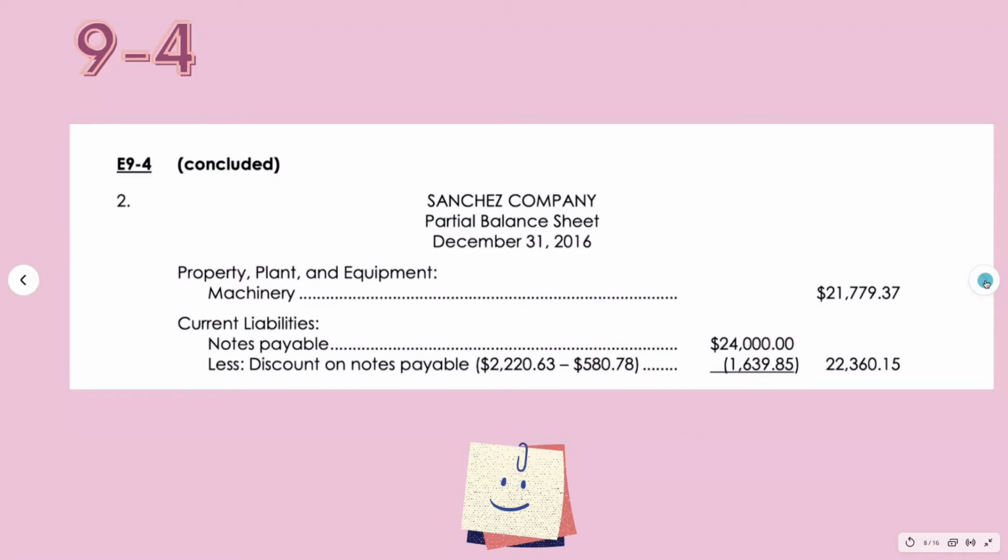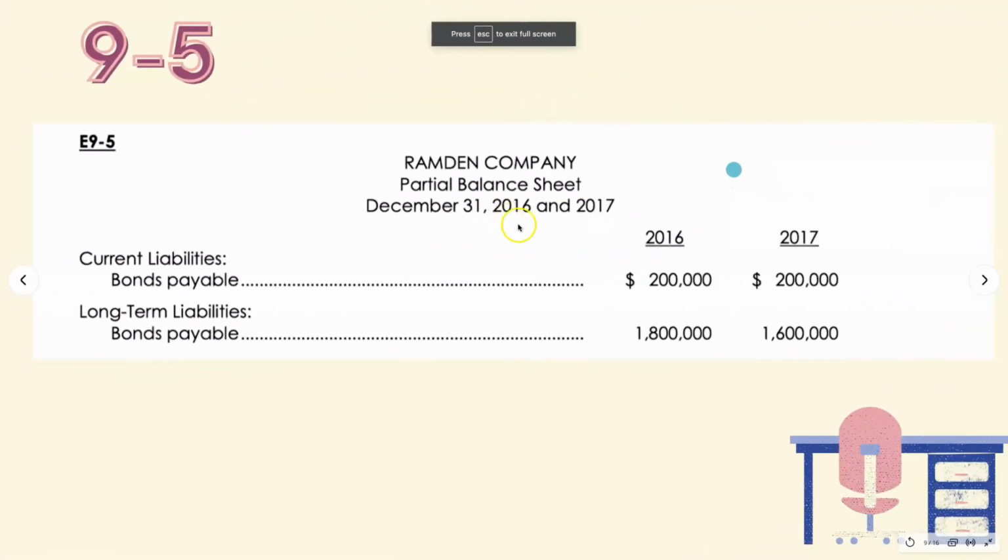And our last portion of 9-4 is basically how you would show the PP&E, or property, plant, and equipment, as an amount, and then you would show your current liabilities, the associated notes, less the discounts for that as well. Continuing with exercise 9-5, we're just presenting a partial balance sheet here for our current portion of the bonds payable and our long-term portion of the bonds payable.